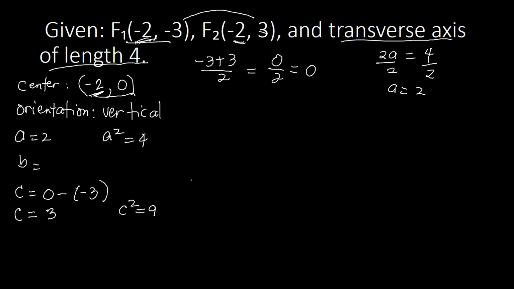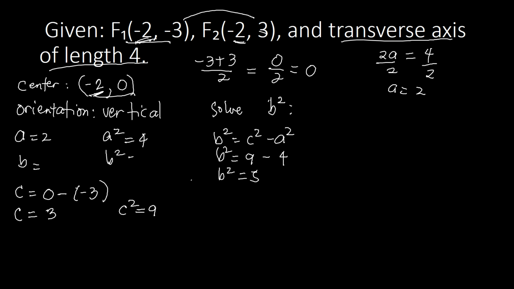Now, to solve for our B squared, we can make use of our formula a while ago. We have B squared is equal to C squared minus A squared. Plugging in, we have C squared, which is 9, minus our A squared, which is 4. So our B squared is 5. So we have here B squared is 5. Our B is square root of 5.